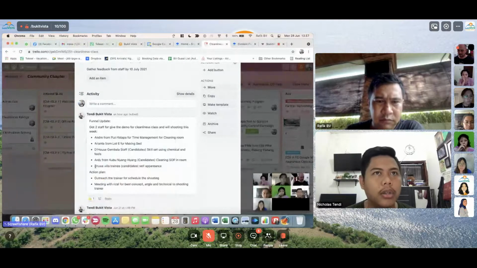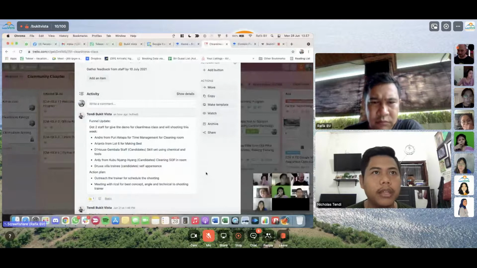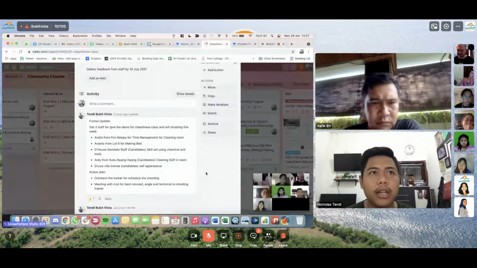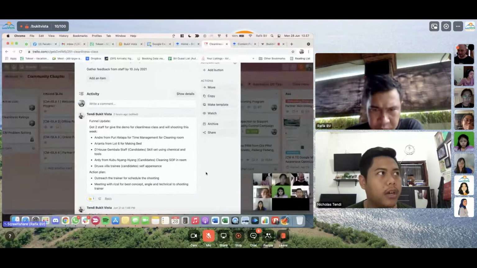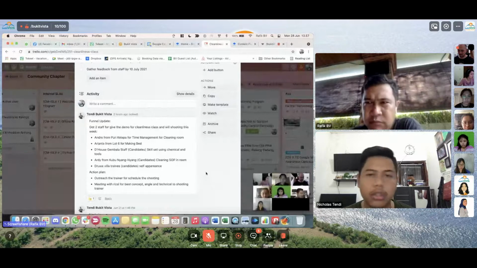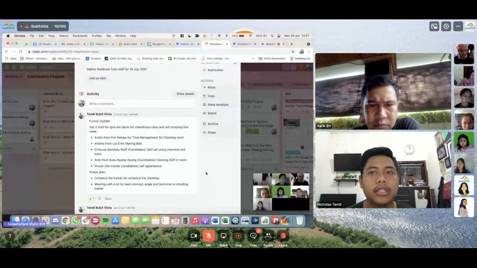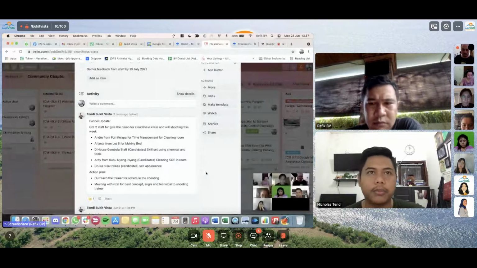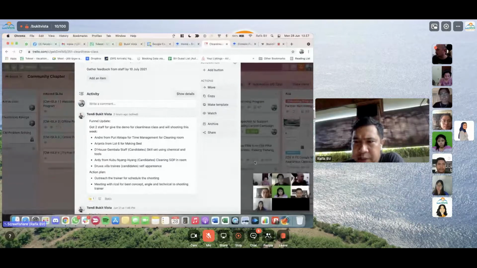And also Ardi Kubunyangyang for the cleanliness SOP, because they also have a good standard in Uluwatu. And then also Villa Drua trainee, because they have good self-appearance, good uniform and hair and everything. So I will choose the trainee itself. The next plan is to outreach the trainer for the scheduled shooting, and then a meeting to review the result for the best concept and to make the technical shooting trainer. Thank you. Okay, thank you, Tandy, for the update.